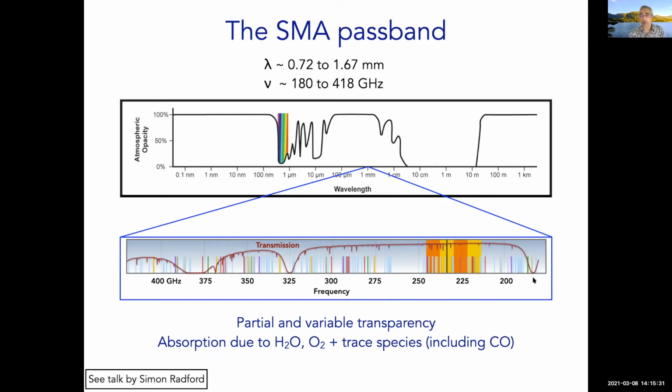Now, you can also see there are regions where the transmission goes to zero, or the atmosphere becomes fully opaque. This is generally due to water lines or oxygen lines and other trace species that produce a sort of variable transmission, both in wavelength and also in time. So when there is greater levels of water in the atmosphere, the transmission is lower.